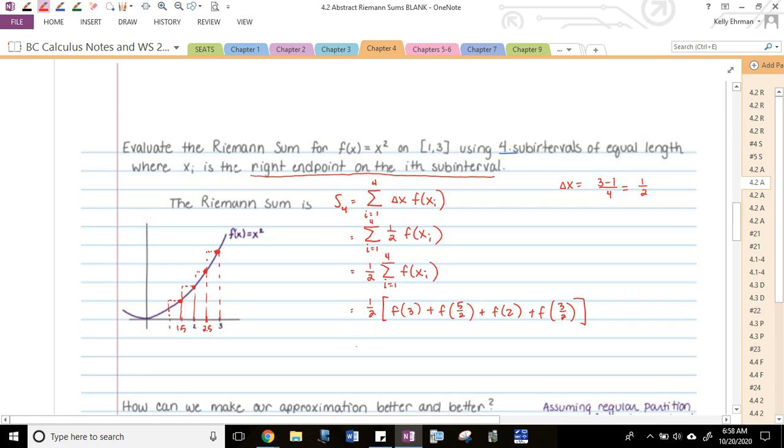All right, so this is a normal Riemann sum like we've been doing. We're just plugging into x squared, so 9 plus 25 over 4 plus 4 plus 9 over 4. And I've done the math ahead of time to save time here. So I'm getting that the Riemann sum for 4 subintervals, the sum of 4 terms, is 43 over 4.